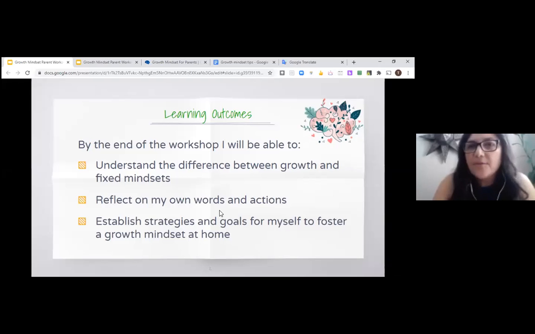The learning outcomes of today's presentation are that, by the end of this half hour, we're hoping you'll have a good understanding of the difference between a growth and a fixed mindset. Throughout the workshop, you'll be able to reflect on your own words and actions and how they relate to growth mindset and the impact it has on our children. Also by the end of the presentation, we hope you'll be able to establish strategies and goals for yourself to foster a growth mindset within the home environment.